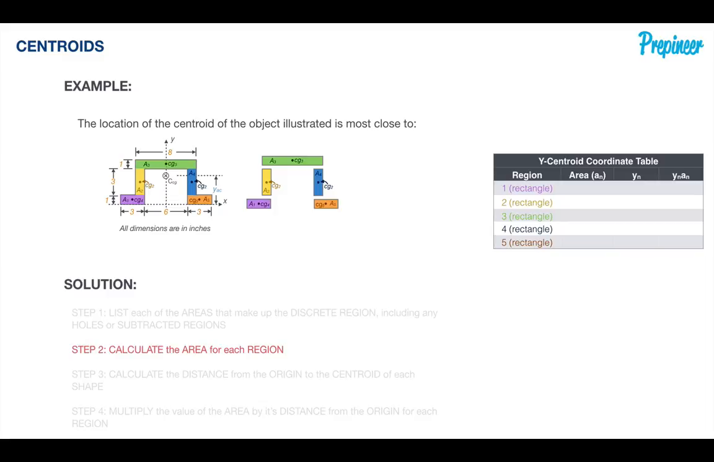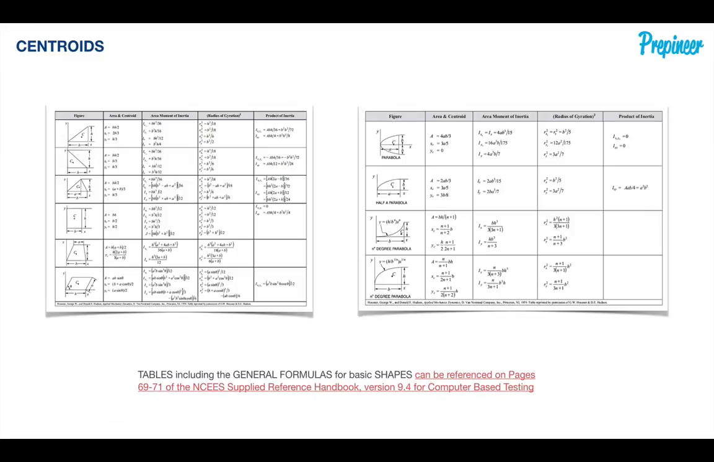Now step number 2 requires that we calculate the area for each of our regions. Again, if we grab our NCEES reference manual, that's version 9.4, pages 69 through 71 are going to give us tables of some very friendly shapes. Again, that first column is going to define our shape. That second column is going to give us the formulas that are relevant to that shape and define the area as well as the centroid.